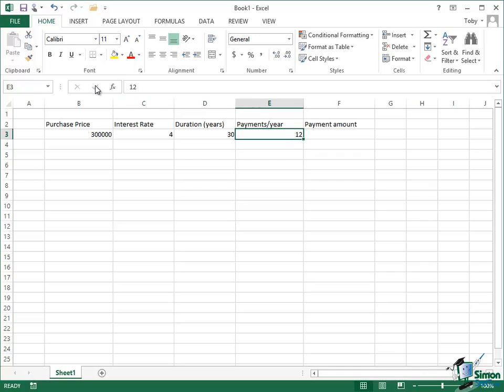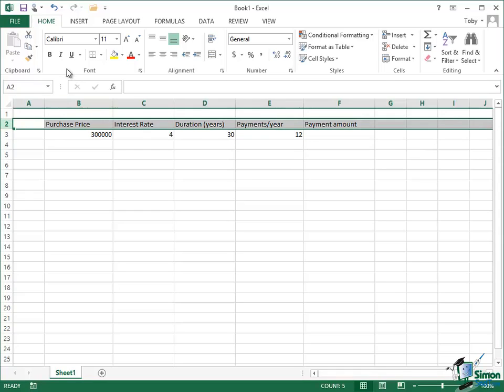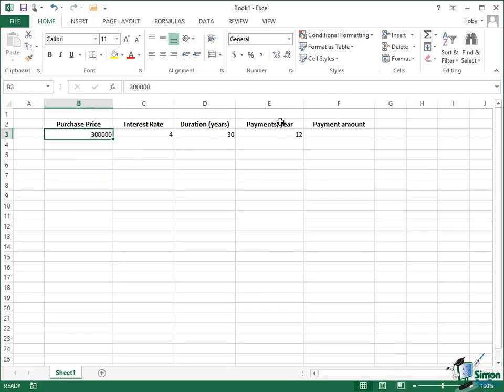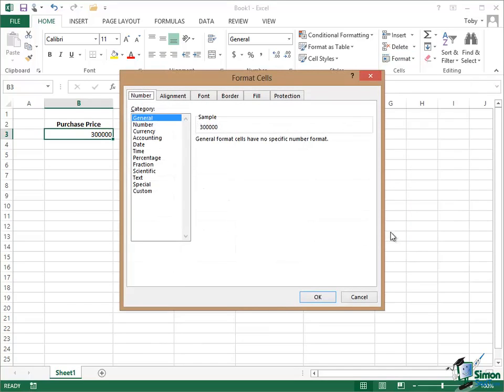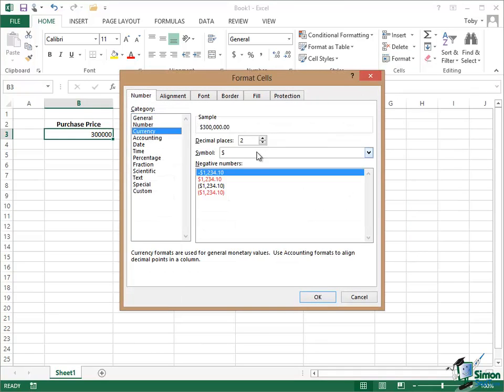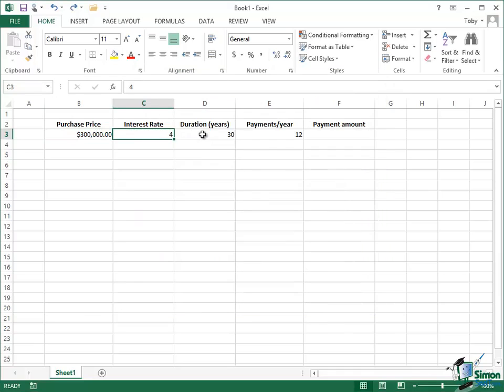Now what I'm going to do is to just tidy this up a bit before I do the calculation of the monthly amount. So I'm going to select that row with the headings in it, bold, center aligned, and then with each of these I'm going to go in and format the cell accordingly. So 300,000, format cells, that's going to be currency, 2 decimal places, although in this amount I actually don't need any decimal places. That's fine. The interest rate I will treat as a percentage.